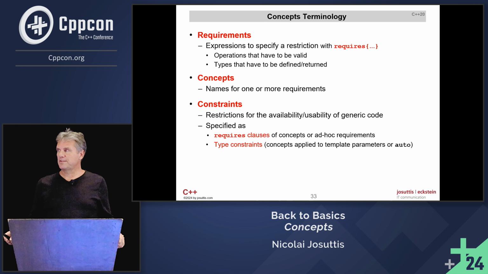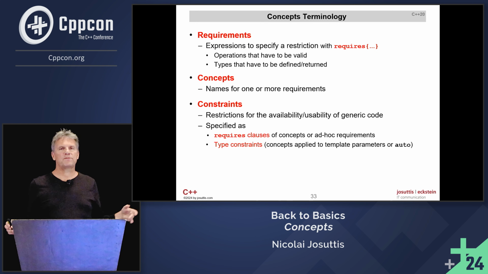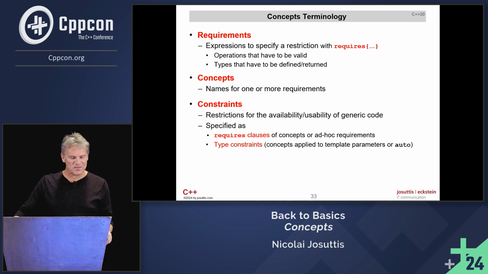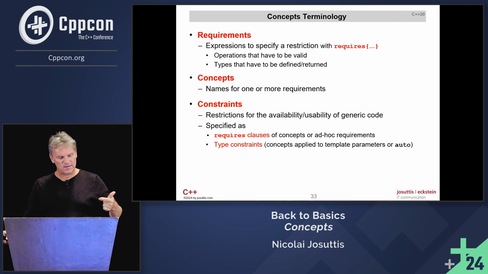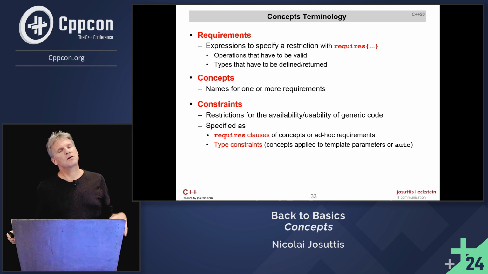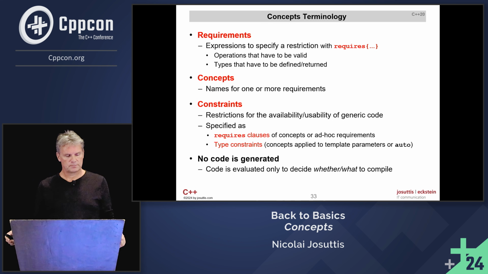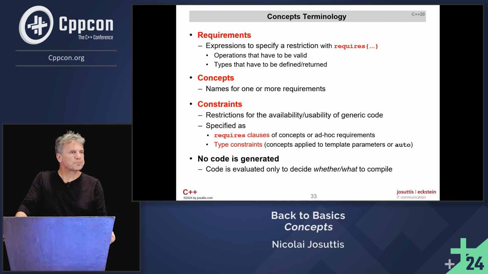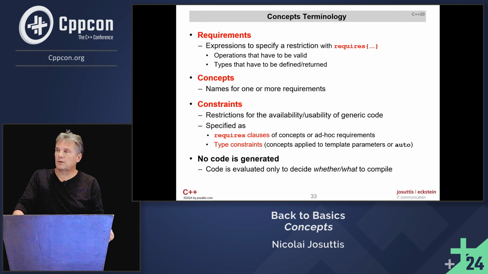So, concepts. You've seen most of the things. And usually I end up with an introduction, but I have 20 minutes left. Great, so we can have some fun. So first of all, you saw we have requirements, we have concepts, we have constraints. Constraints can be applied by using a requires clause or by directly constraining a template parameter, or auto. Please remember, no code is generated. This is done at compile time. Which, by the way, takes time. So compilers need time to do all these checks.